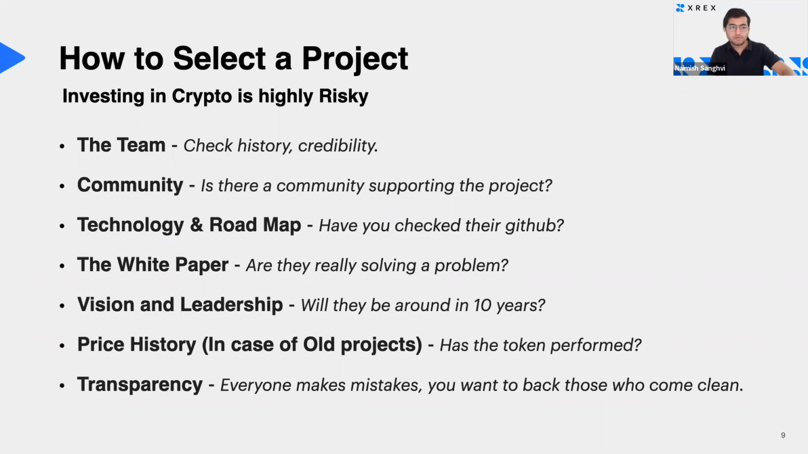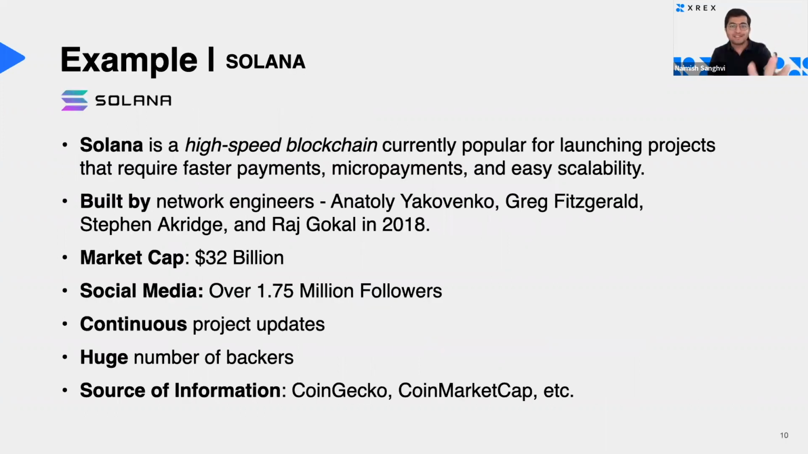Now, all of this information, let's take an example of Solana, and let's try to find all of this information for Solana as a project, right? And at the last point, you can see the source of information. So you can go to websites, aggregators like CoinGecko and CoinMarketCap to find all of this information about any project that you want, right? And if you don't find the project over there, that means maybe it's not the right time to invest in that project. So Solana is an example.